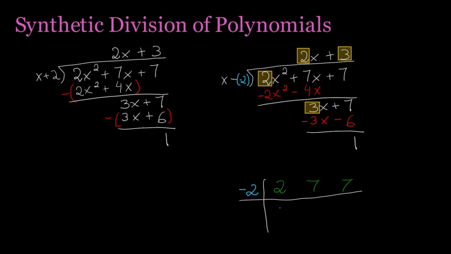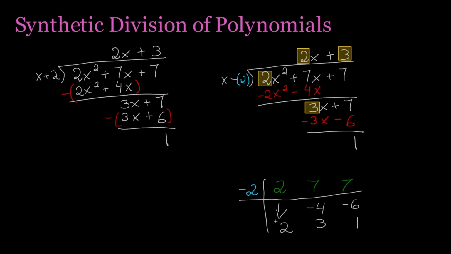Then we bring that leading coefficient of the dividend, 2, down and multiply it by that number negative 2 right underneath the next coefficient 7. Add those two together to get 3, multiply that by negative 2, right under the last coefficient, and add again to give us 1. And that completes our synthetic division diagram.